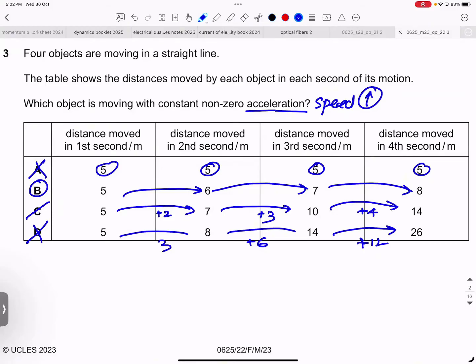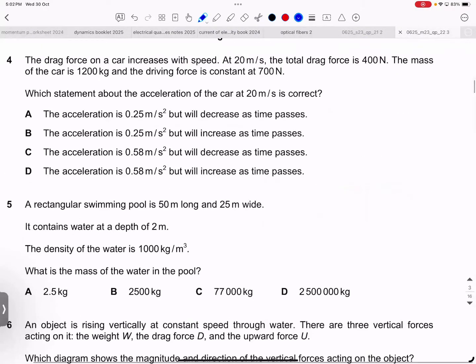Question number 4. Drag force like air resistance on a car increases with the speed. At speed 20, the drag force is 400. Mass is 1,200. Driving force is 700. Which statement about the acceleration? No problem. Let's find the resultant force. So resultant force is 700 minus 400, which is 300 Newton.